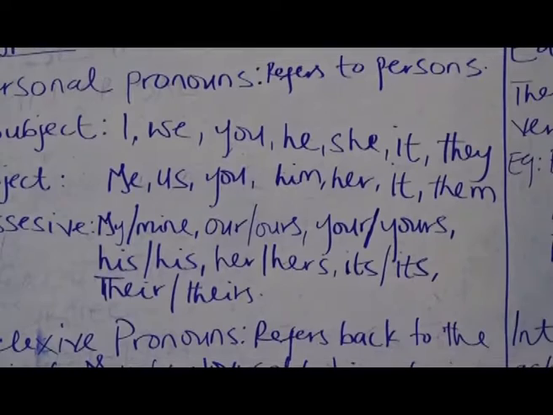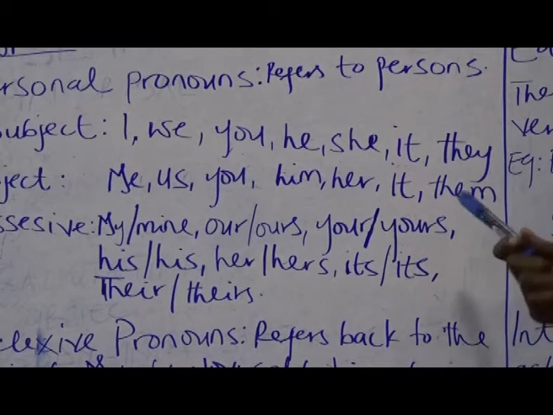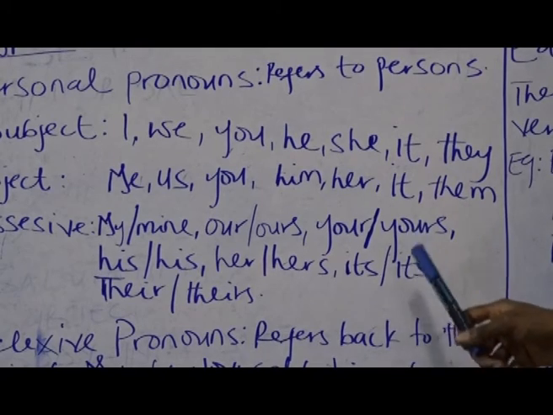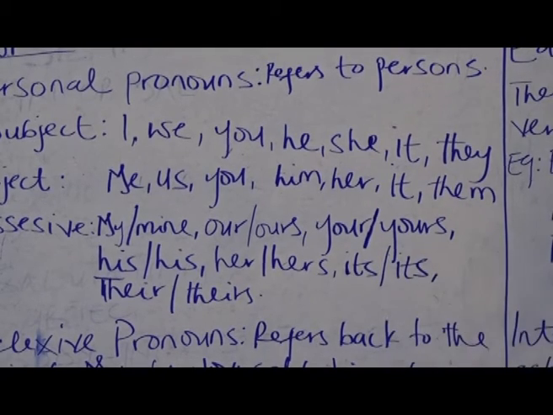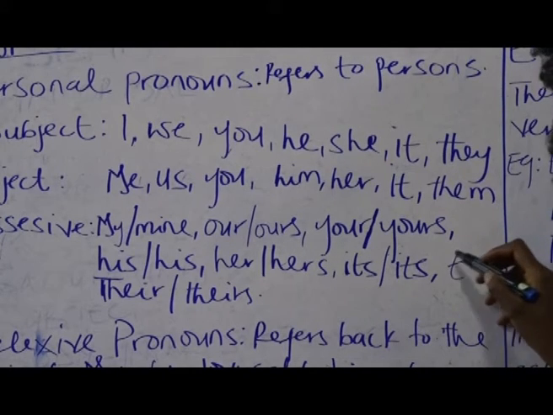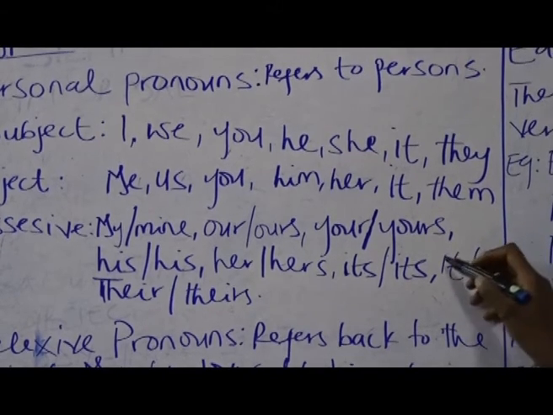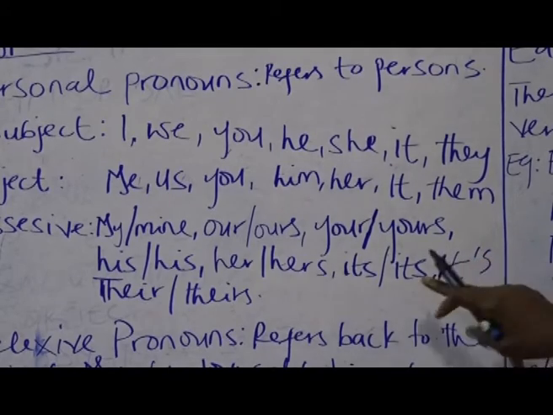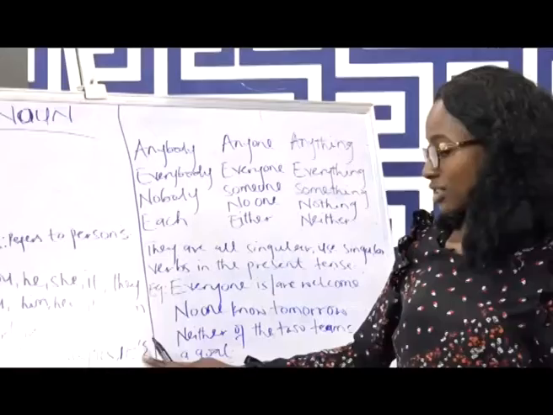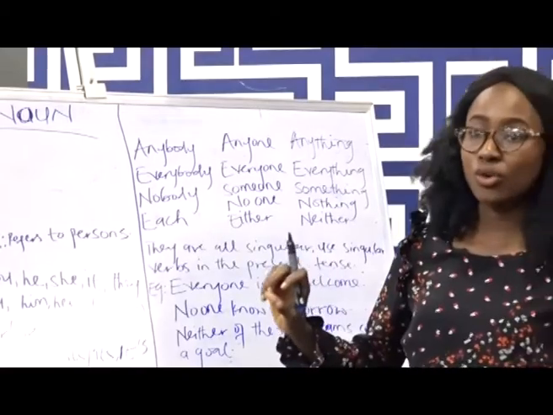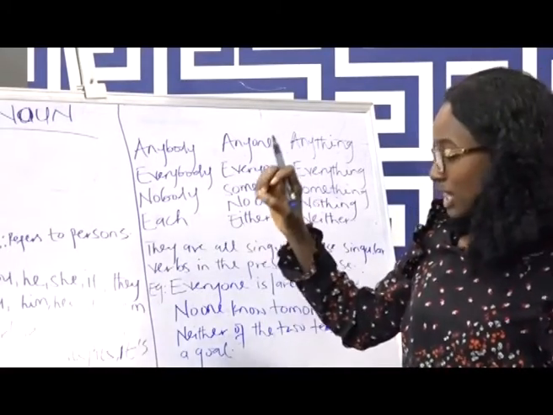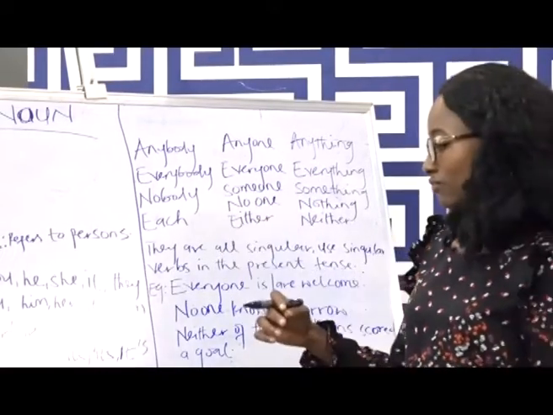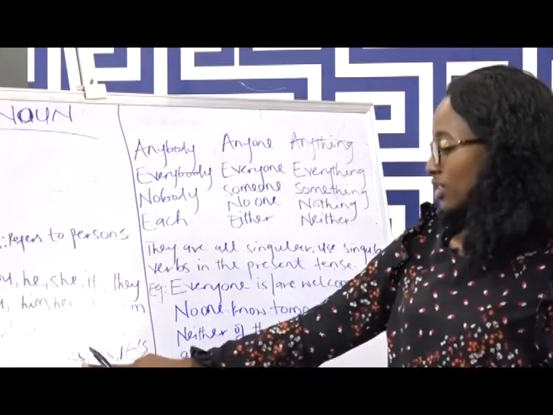So you can say, this is her marker, the marker is hers. For this possessive pronoun, it is usually mistaken for the contracted form of it is. Now, we usually misplace this for this. When you are trying to show that something belongs to something, you can only use this.